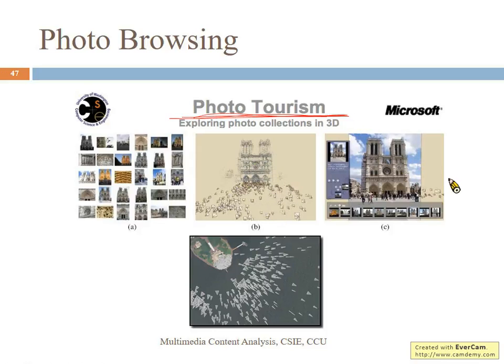And then they developed a 3D photo browsing interface such that we can see Notre Dame from different angles, and we can change from this photo captured by one user to another photo captured by another user. So this is a very impressive demo. You should take a look. So please Google Photo Tourism, and then you can find the demo.